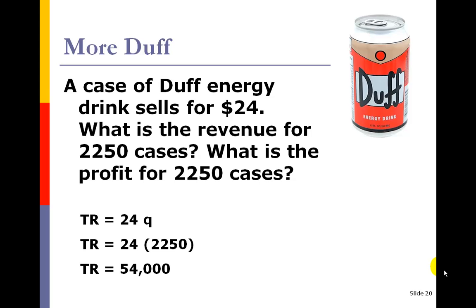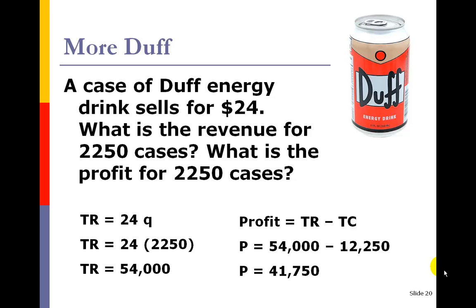Multiply by the number of cases, the 2250, and we get a revenue. If we're selling them at $24 each and we sell 2,250 of them, then we've got a revenue of 54,000. For the profit of those cases, we're just doing revenue minus cost. We have the revenue we just calculated, and we have the cost we calculated on the previous slide. When you take the difference, we've got a profit of 41,750. So there are some nice straightforward business examples where we could use linear situations.